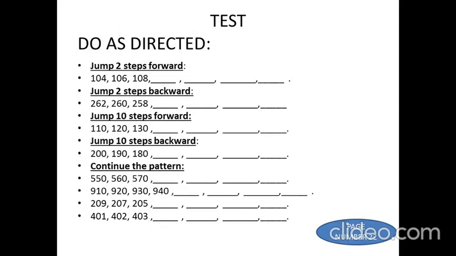Now it's test time. These tests are supposed to be completed by you. It is also given on page number 22 of your textbook. Please complete it, take a pic and send it to my personal WhatsApp number.